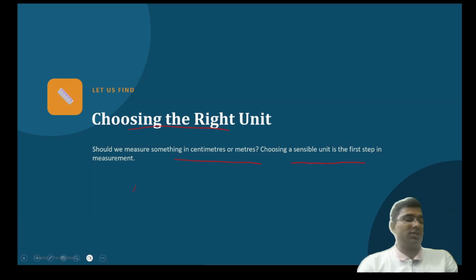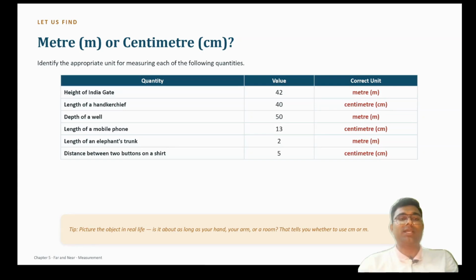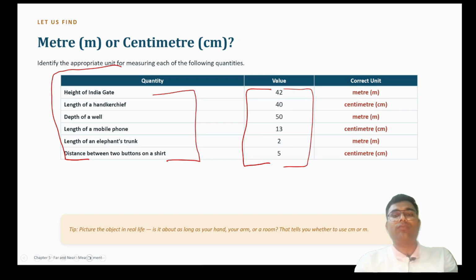So which unit we will use? It's a very important question. For example, you can see here a table is given. The name of the object is given, the quantity is also given, the value is given. We have to tell whether they are meter or centimeter. For example, height of India Gate, 42 is given. You know that the height of India Gate is very big. If we write 42 centimeter, obviously India Gate is very big compared to this, so it is not centimeter, actually it is meter.